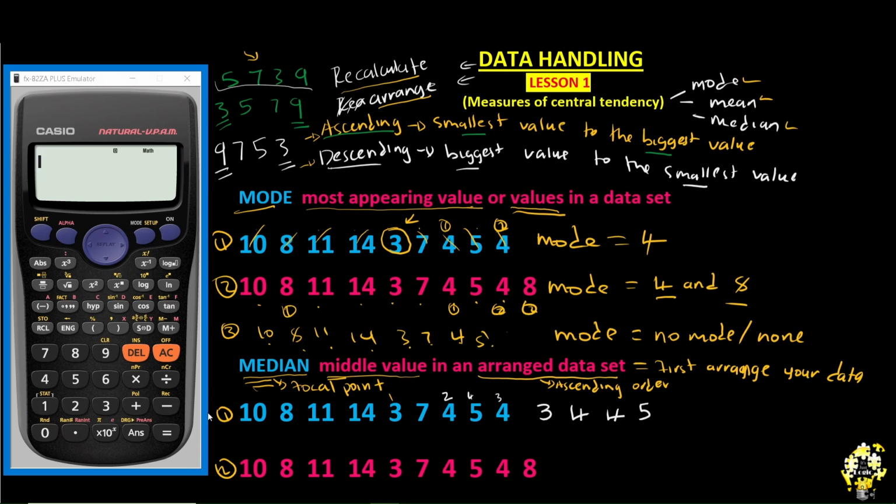What's the next one? Let's see. We have a 7 here. We can say 5, and then we say 7. And then what follows? We have an 8 here, which we can write 6, and then we write 8. What follows? We have a 10 here, we can write 7, and then 10. What have we? We have 11 here, we can write 8, and then 11. What else? We have lastly a 14 here, we can write 9, and then we write 14.